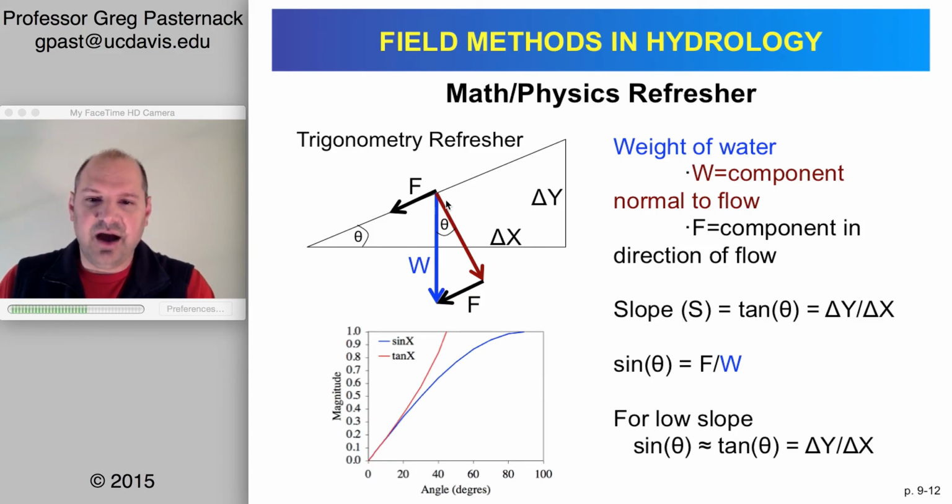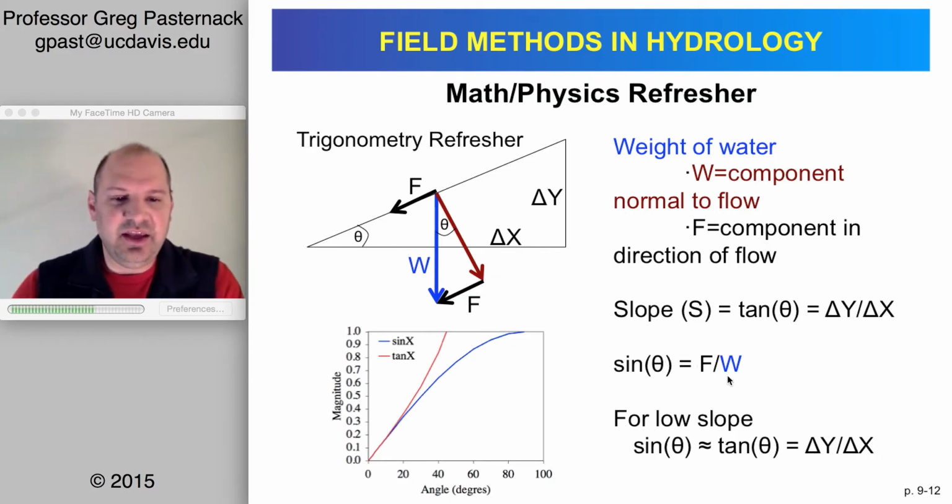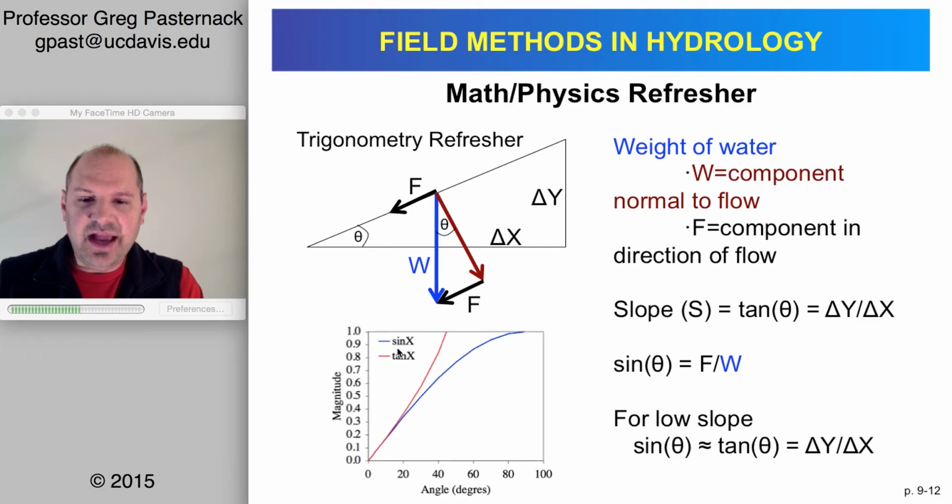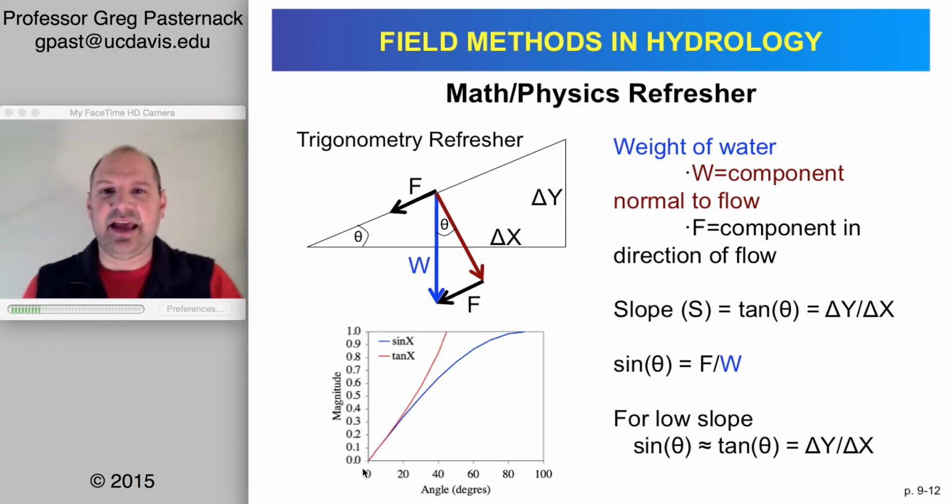Note that if I take that same right triangle and rotate it around on this point here, you'll see that with the same conditions, the sine of theta equals the adjacent over hypotenuse, which is F over W. So sine theta equals F over W. Now, if you look at sine and tangent functions, they almost perfectly overlap, at least as far as the eye goes, between 0 and 10 degrees. As a result, it doesn't really matter whether you use sine or tan for most rivers, which are sloped at significantly less than 10 degrees.